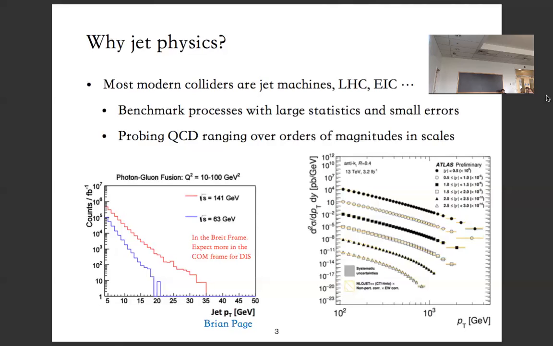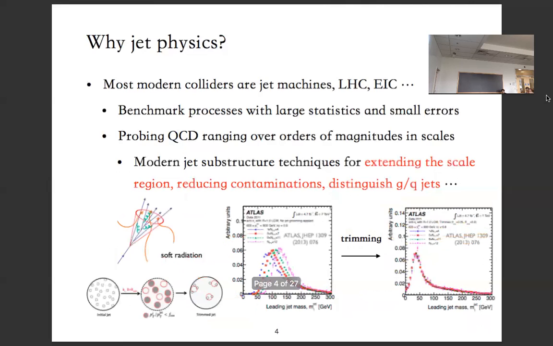Okay, so people may worry that, for instance, at the LHC 100 GeV is not good for TMD physics, but nowadays we have more modern techniques, the so-called jet substructure, which allows us to extend the scale region. If we look inside the jet, we are probing the collinear soft radiations, which allows us to push the scales further down to the MeV or GeV scale. We also have lots of modern techniques called jet trimming, jet grooming, or jet pruning, which allow us to get rid of the contamination coming from the pileup, for instance.